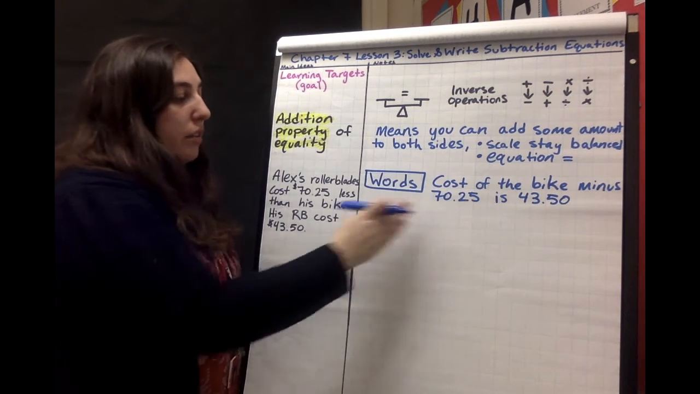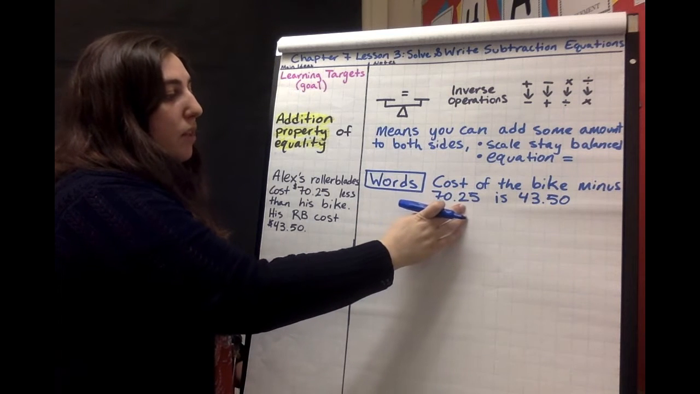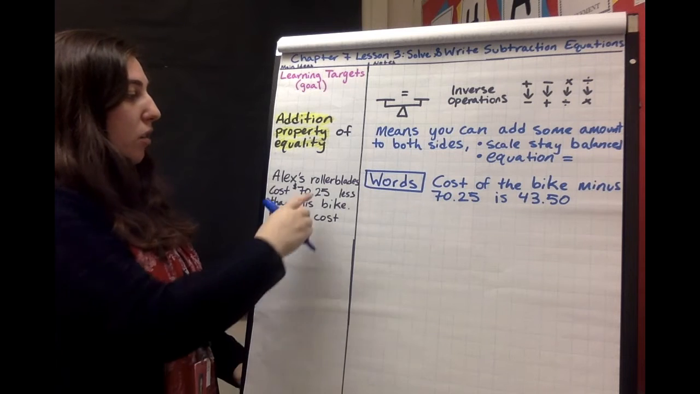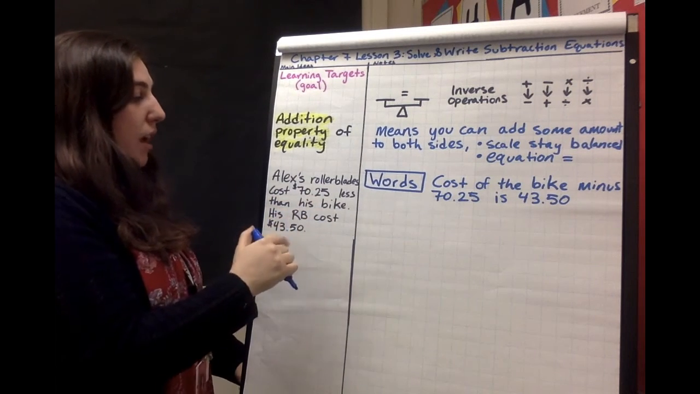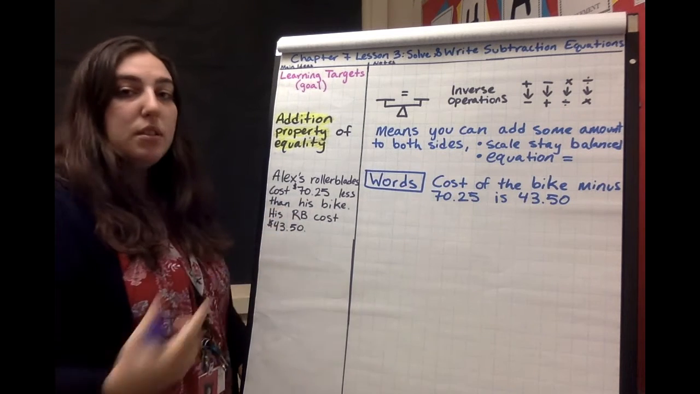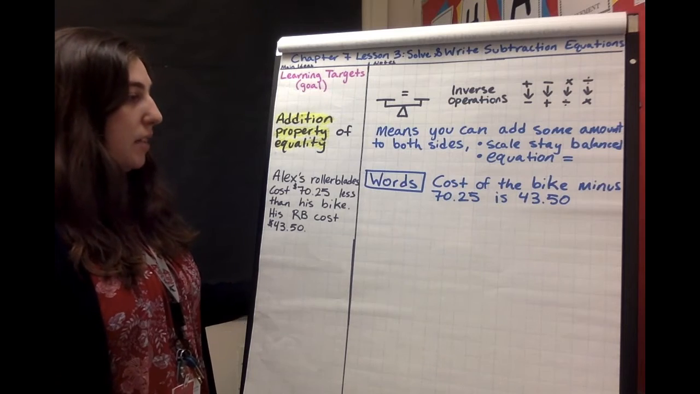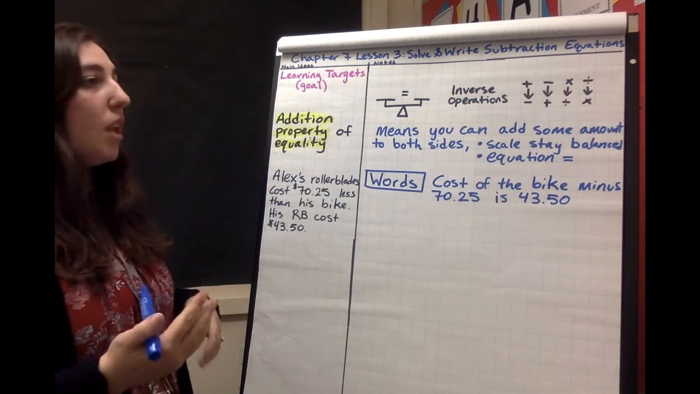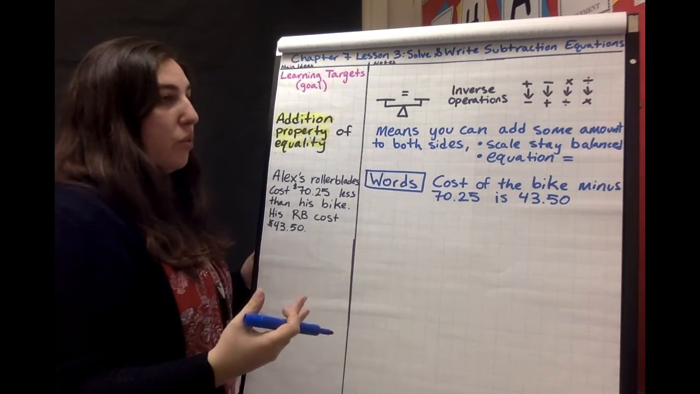So again, I got all of this over here. I know that the cost of the bike minus $70.25 is $43.50. Okay, so the rollerblades cost $70.25 less than his bike, and I know that less than from chapter 6 tells me that I'm subtracting. I'm minusing, which is why I put minus here.